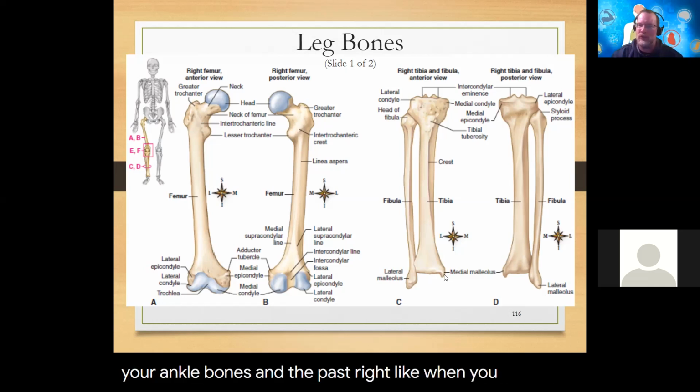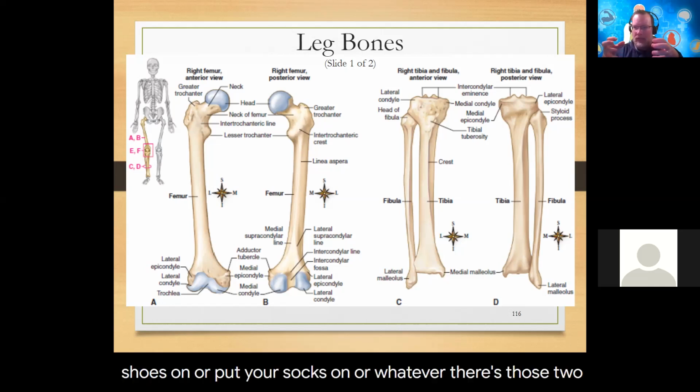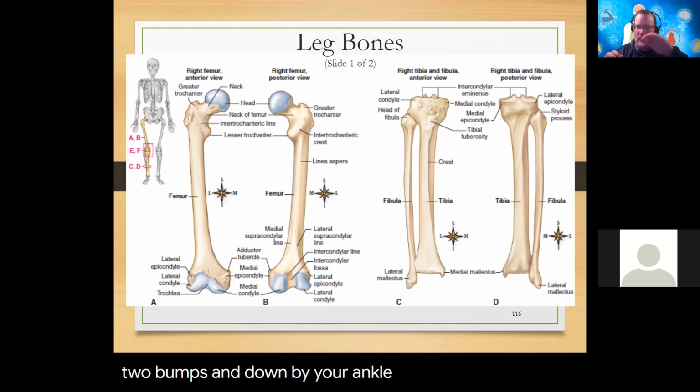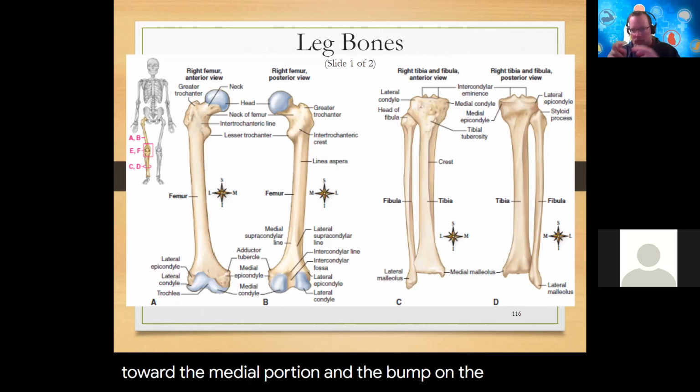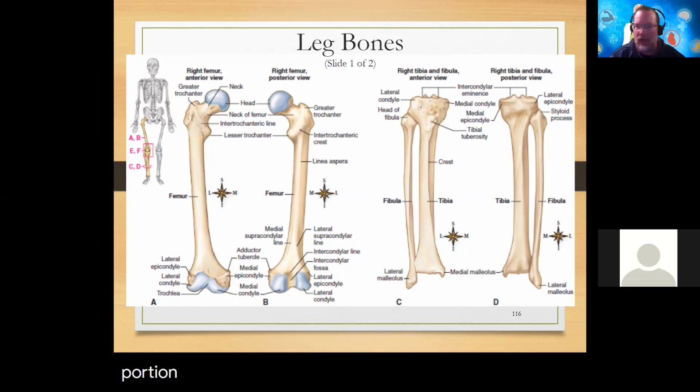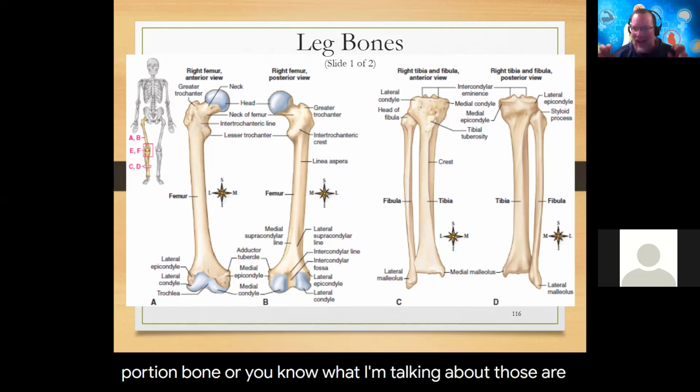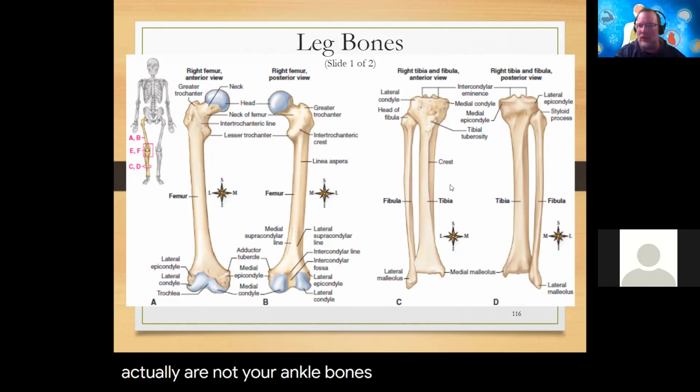Like when you put your shoes on or put your socks on, there are those two bumps down by your ankles. You've got the bump on the medial portion and the bump on the lateral portion. Your ankle bones, right? You've all bumped your ankle bone, or you know what I'm talking about. Those actually are not your ankle bones. They're actually part of your tibia or your shin.